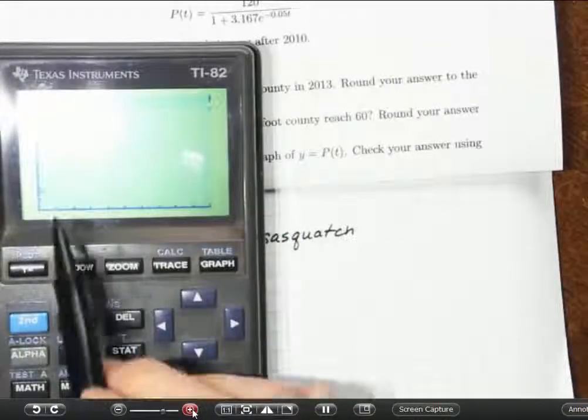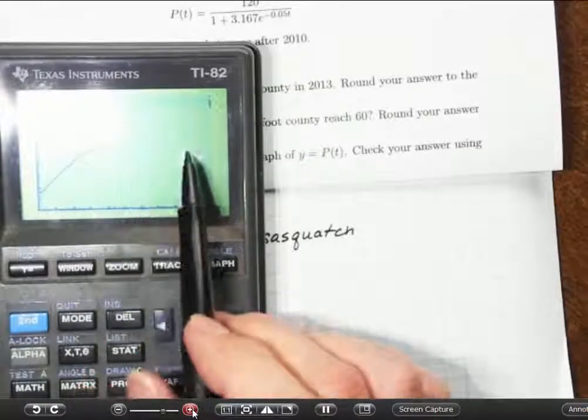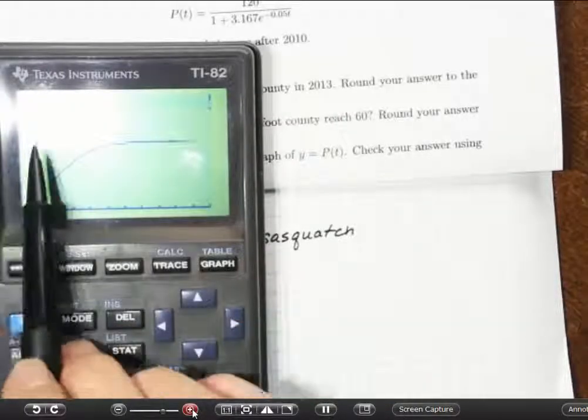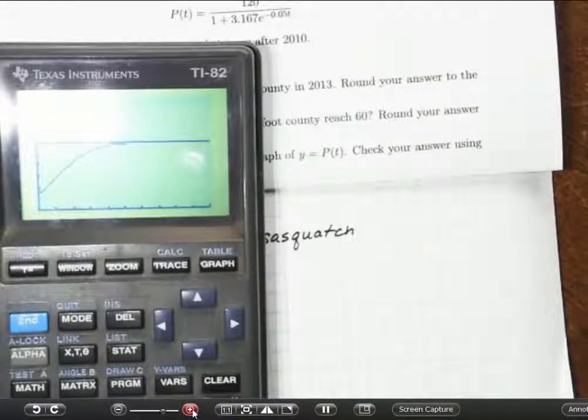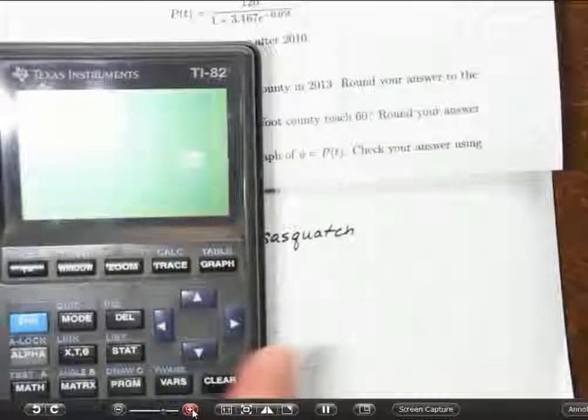So here's the graph of the Sasquatch population, and then the next graph you're going to see is a horizontal line at 120, and you can see that my graph is approaching 120. So the graphing utility agreed with what I figured out mathematically.